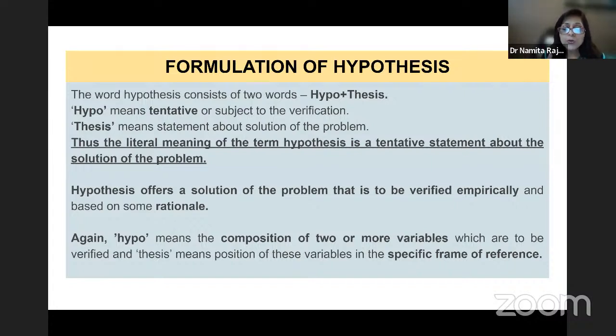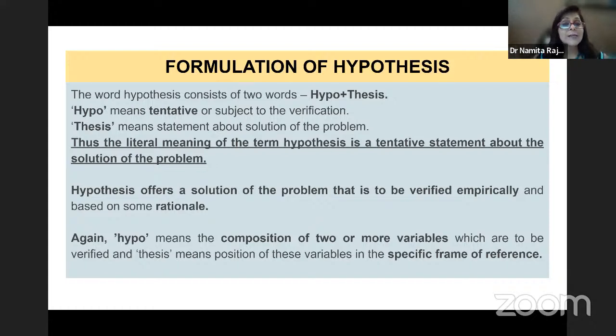So the hypothesis offers a solution of the problem that is to be verified empirically and based on some rationale. So, understand this particular statement. The hypothesis is giving you a solution of a problem, which you can verify empirically on the basis of some rationale, and build your theories.